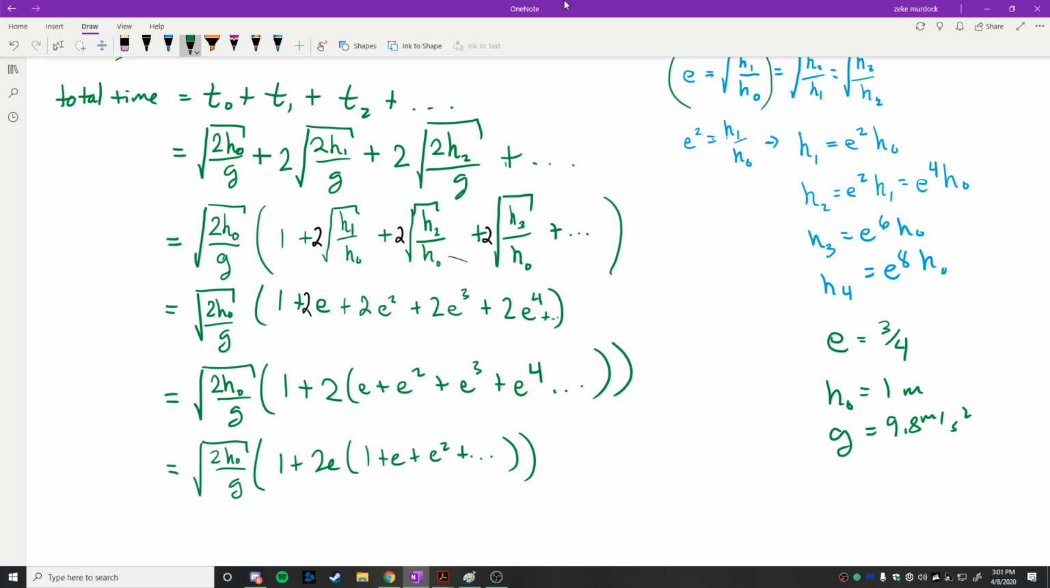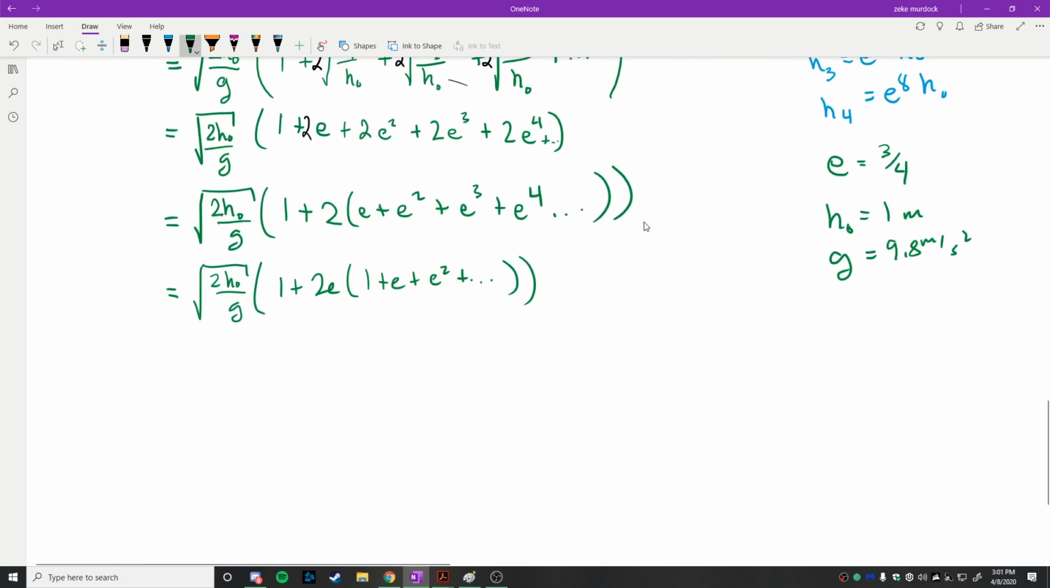And then this entire thing here reduces down to something pretty simple. This whole thing is just going to become 1 divided by 1 minus e, as long as e has to be between 0 and 1.